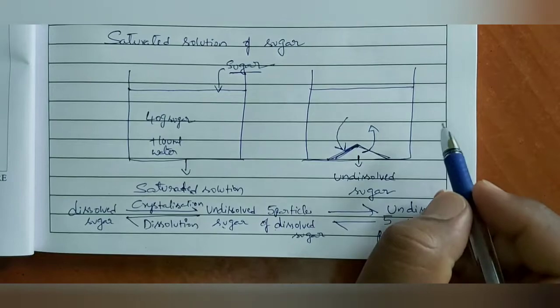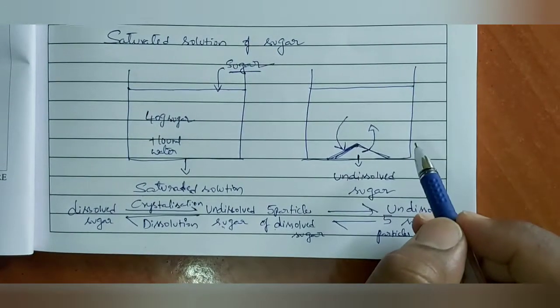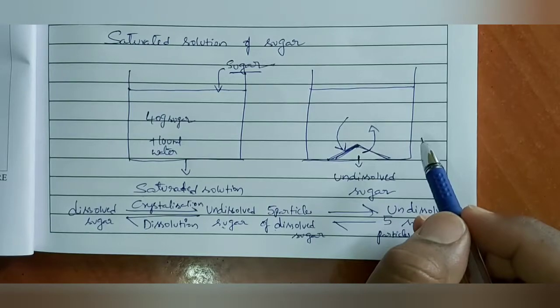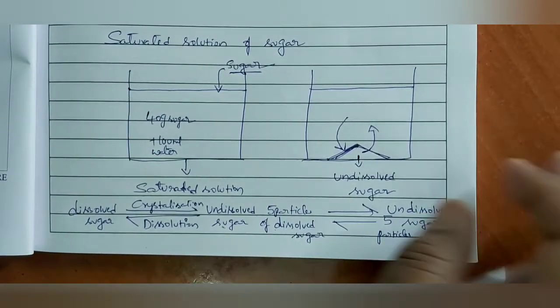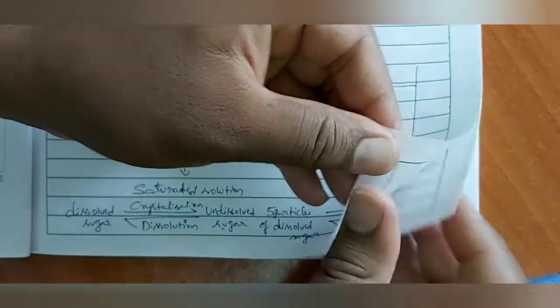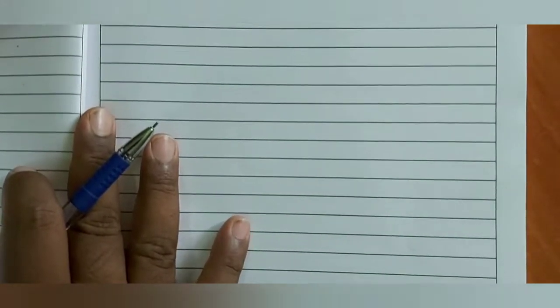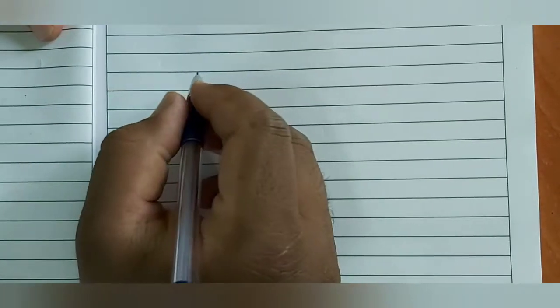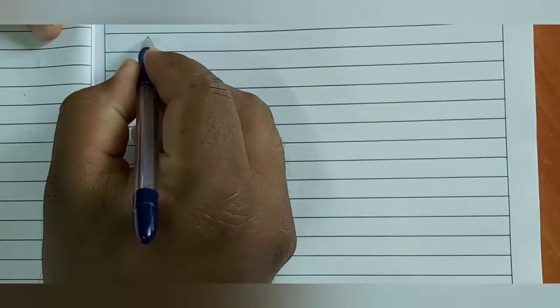Here they have proved this is dynamic equilibrium by doing one experiment. What is that experiment? Let us see now. Whether this is dynamic equilibrium or not, we can prove by doing one experiment. Let us see carefully.